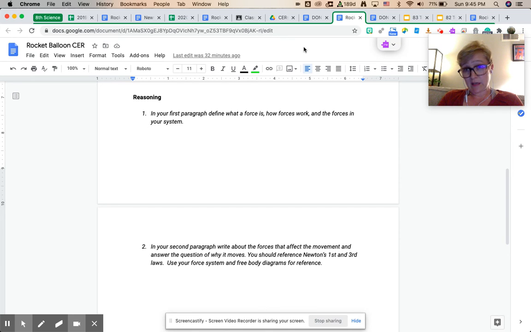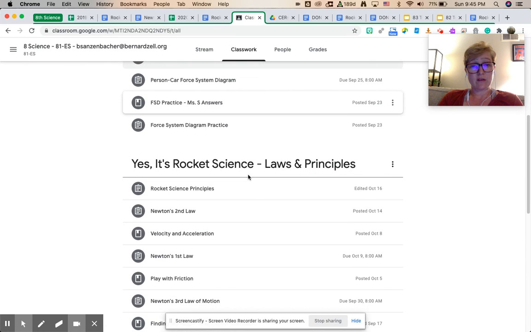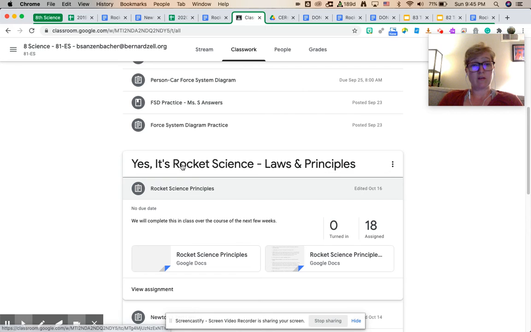You have some things to help you. The first thing to help you is under your rocket science principles. All rocket science laws and principles are your rocket science principles. So remember everything we've been writing down? You can use anything in here to help you answer these questions. I also have a copy of mine in case you've missed any, so you can fill yours in.